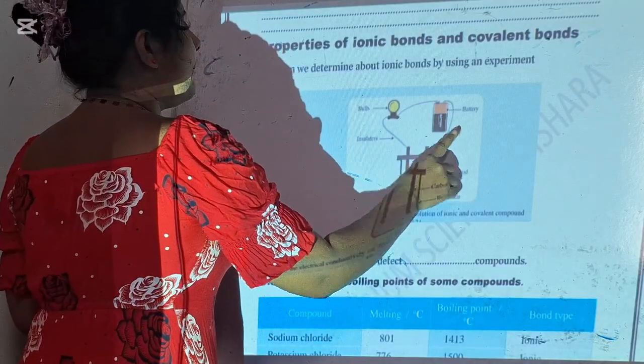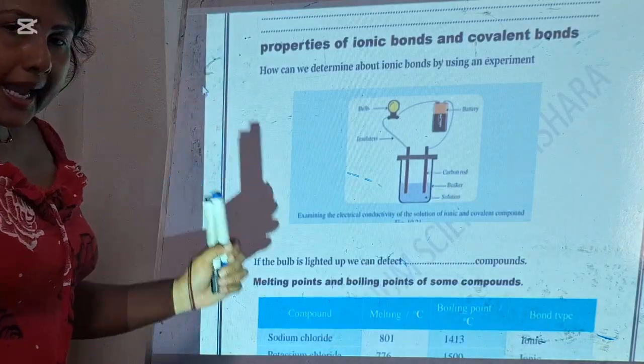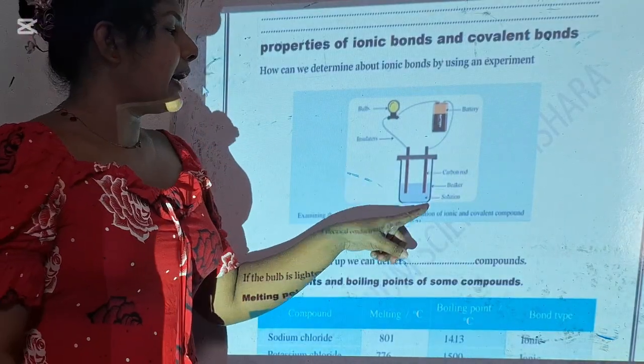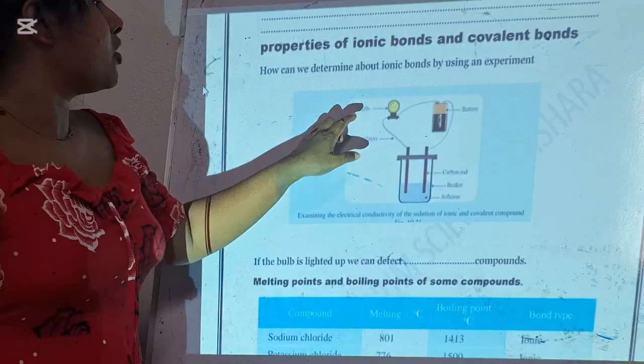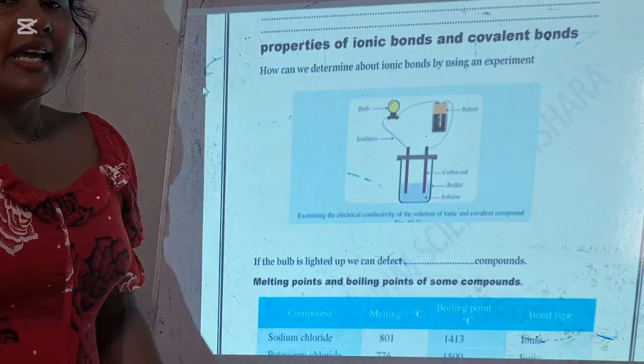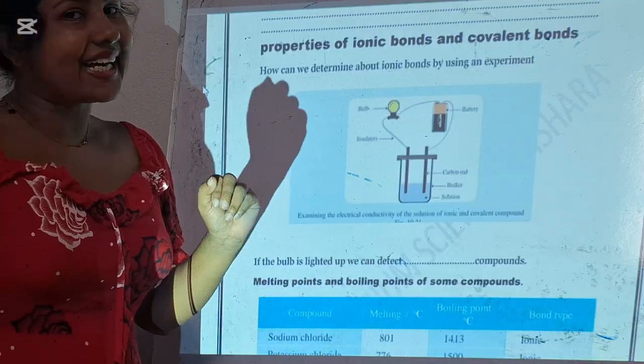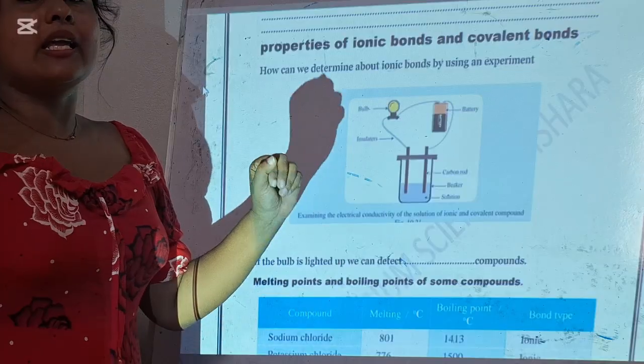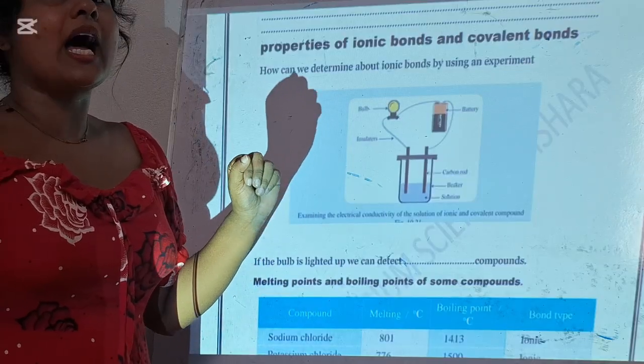Then fix a bulb and a battery. Actually, if the current is passing through the liquid, you can light up the bulb. If it can pass the current, it means definitely the solution should contain ionic bonds.